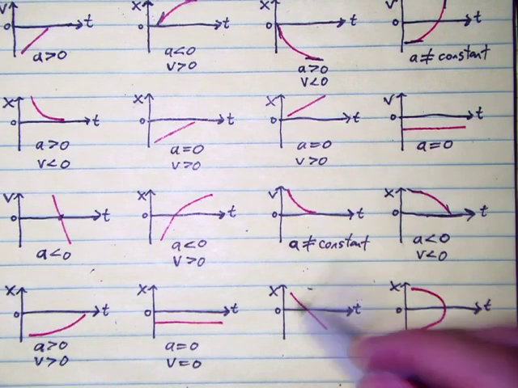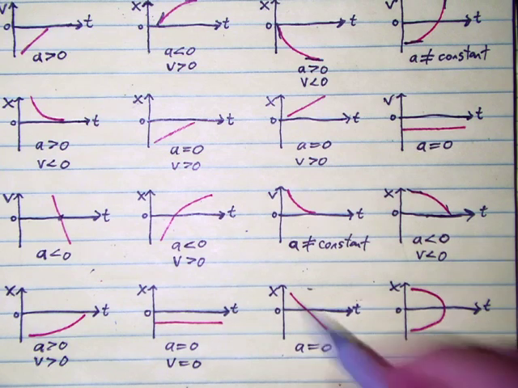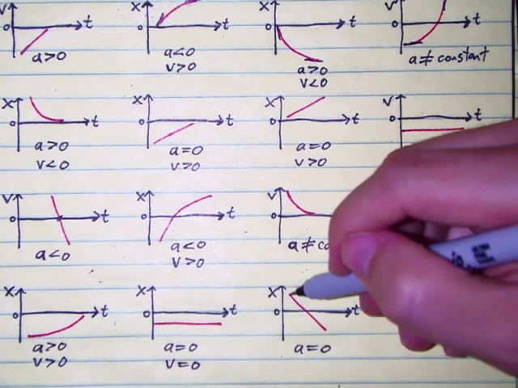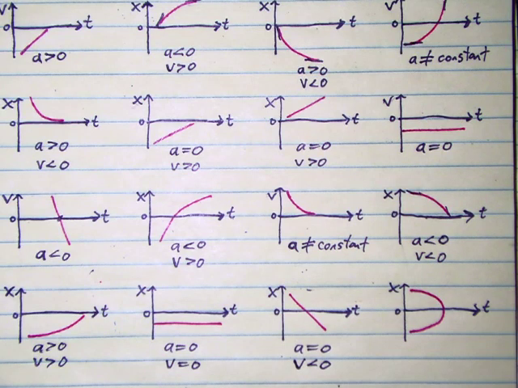Here we have, let's see, it's linear, position versus time, so acceleration is 0 because it's linear, and we're moving in the negative x direction. Negative slope, so the velocity is less than 0.